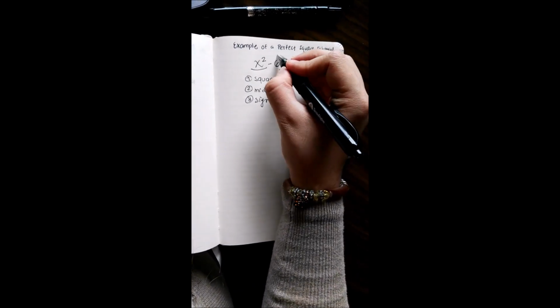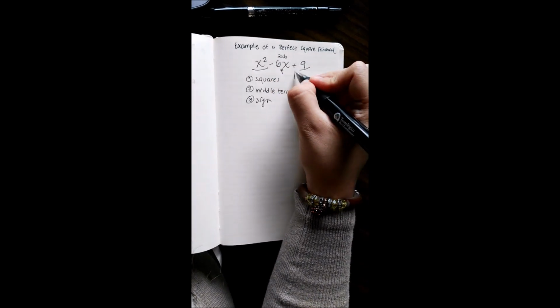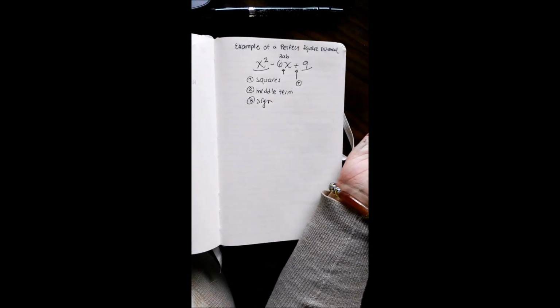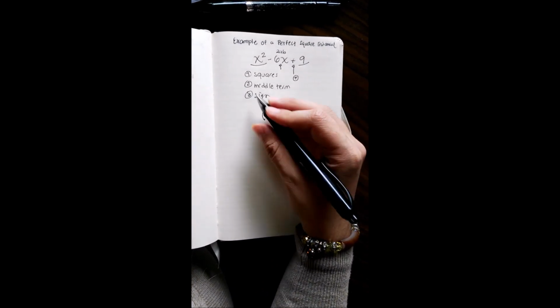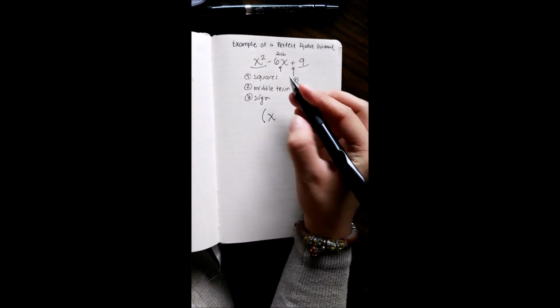Okay, so x squared has a root, 9 has a root, and the one in the middle, 6x, is the multiplication of both of the roots, x times 3 times 2.